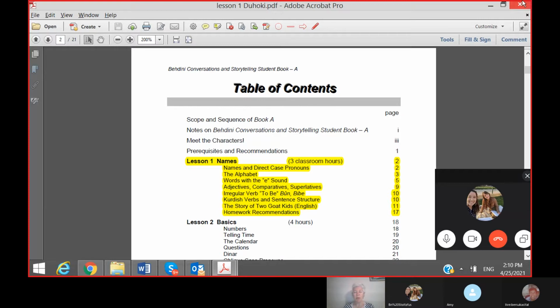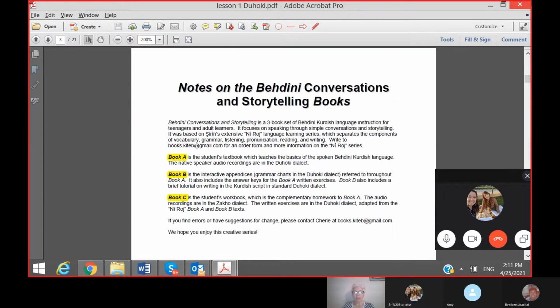If you will open your blue book A and look at the table of contents, you'll see what I have highlighted here. And this is the lesson 1 that we're going to be working through. It's very basic, and right away from the beginning you'll see the differences between the Zaho and the Dahuki dialects, and that's totally okay. So just bear with me whenever we have differences like that.